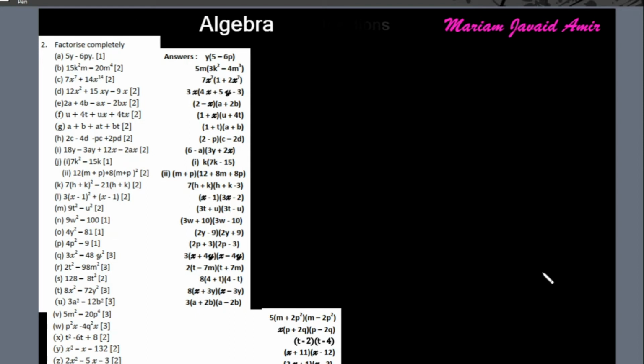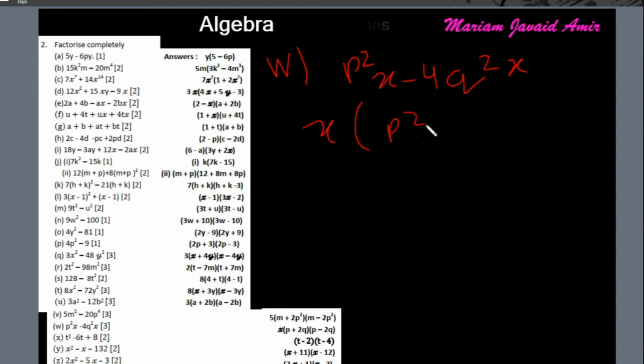Part W, which is p square x minus 4q square x. x is common and that's it. So p square minus 4q square. This becomes (a plus b) and (a minus b).